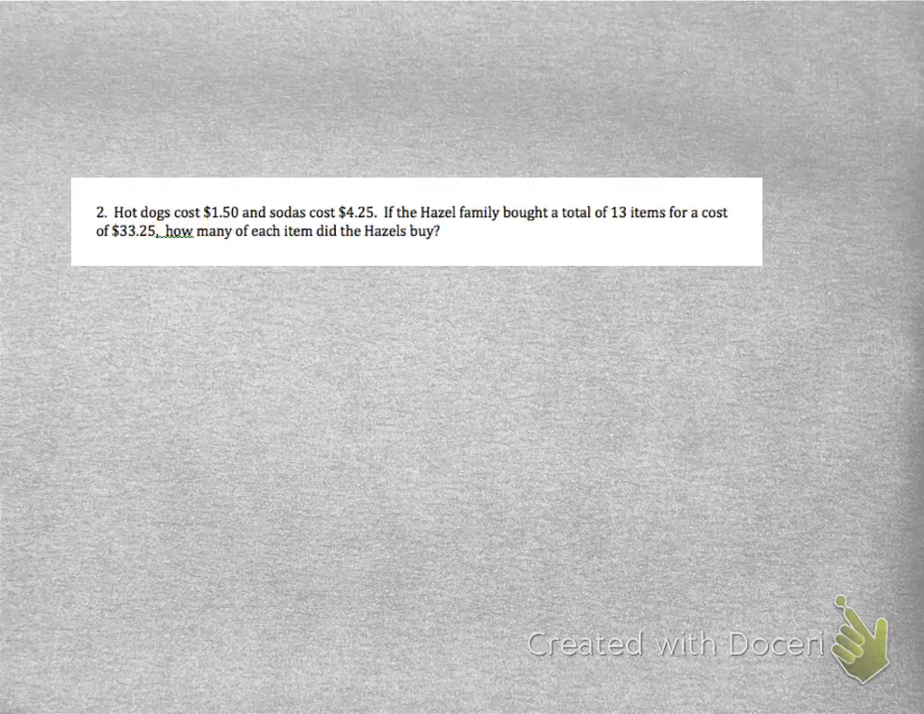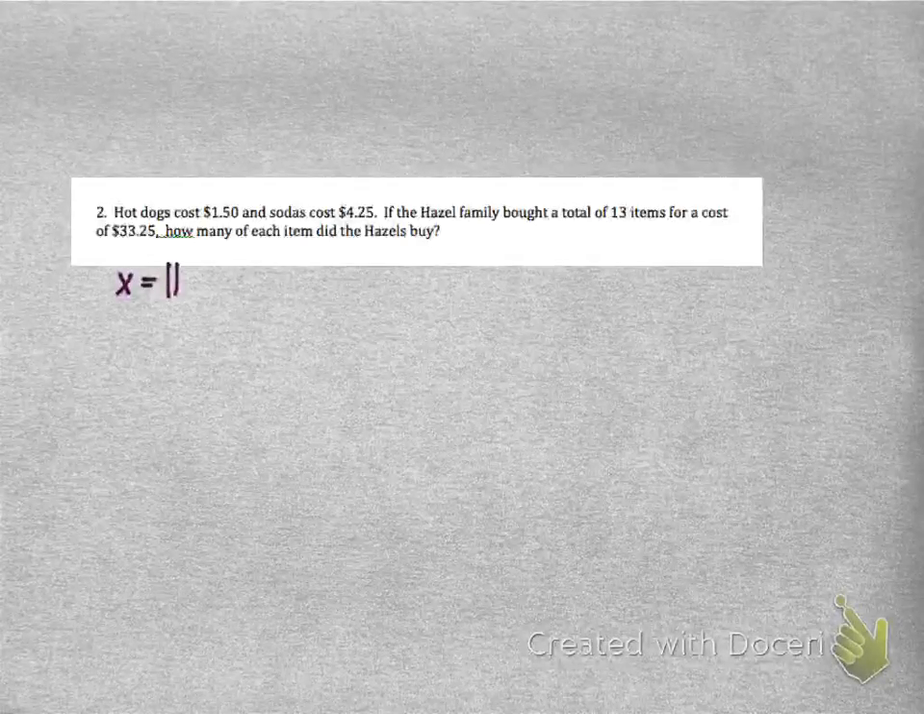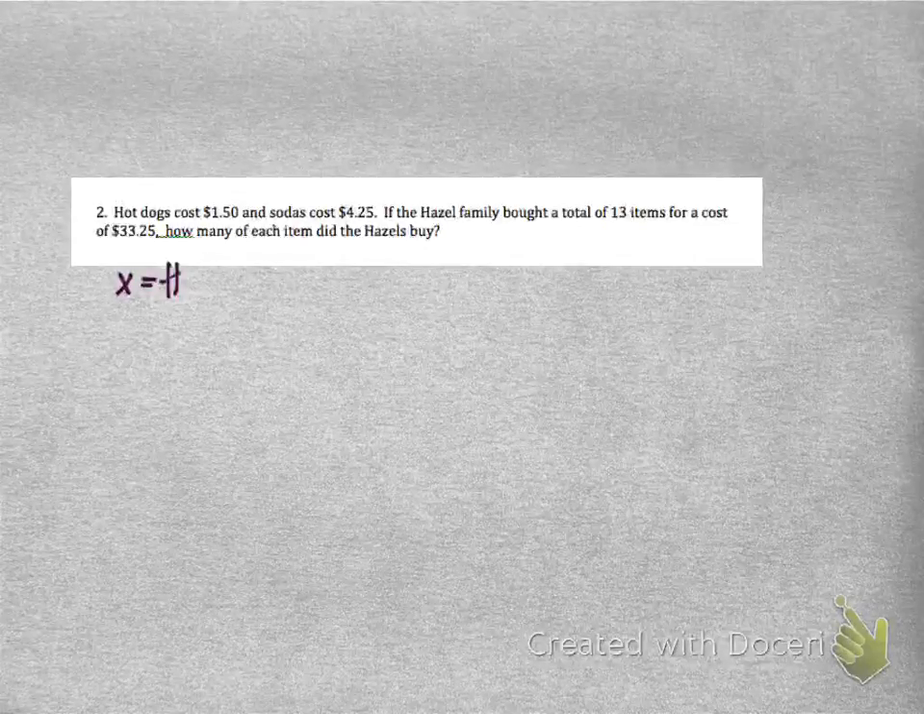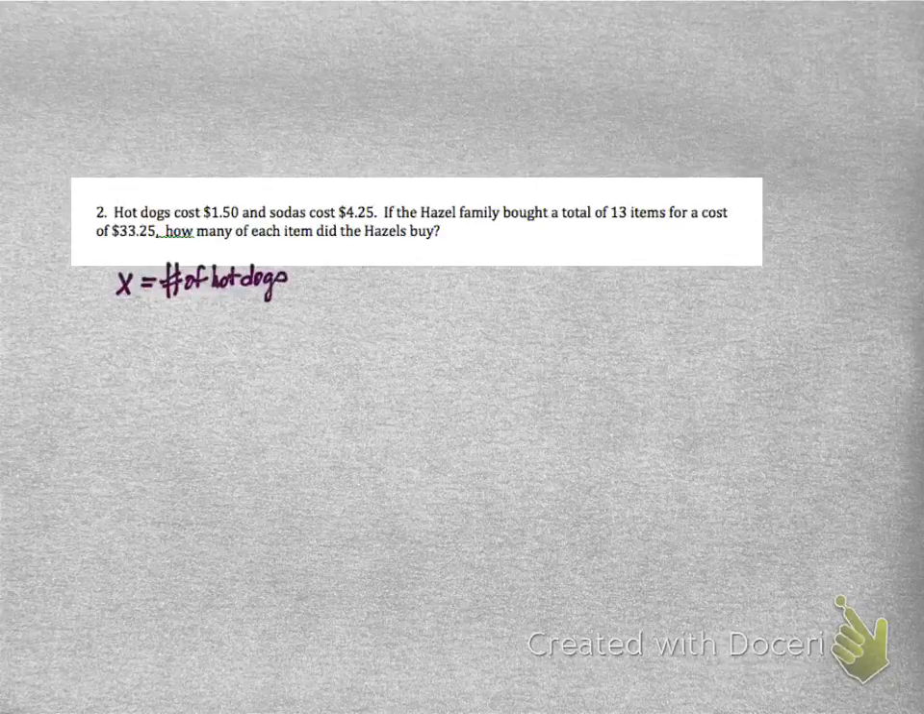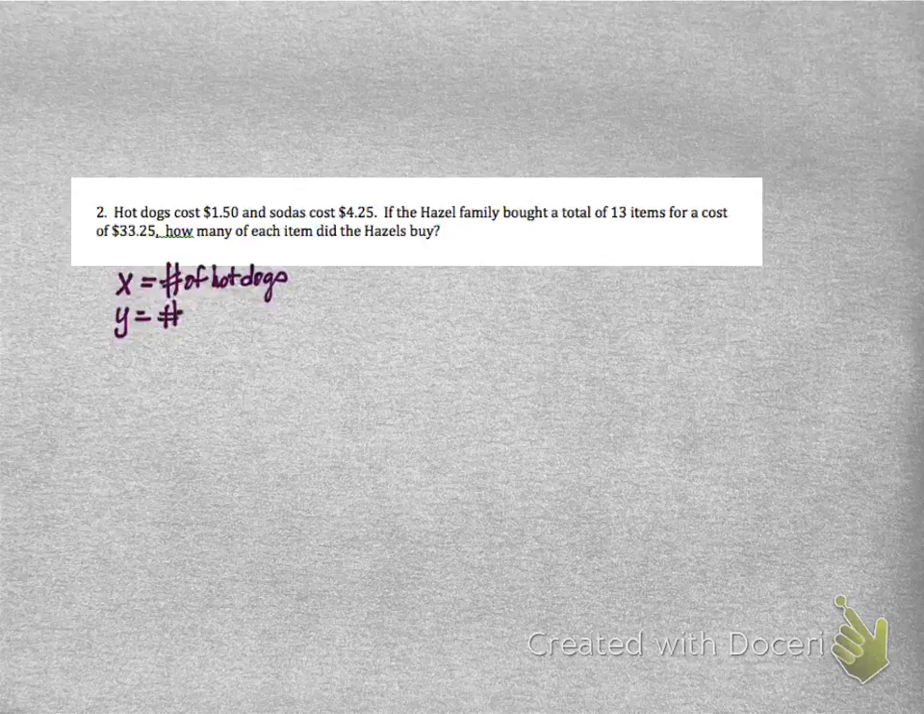So again, for the next word problem, we've got two unknowns here. Hot dogs cost $1.50 and sodas cost $4.25. If the Hazel family bought a total of 13 items for a cost of $33.25, how many of each item did the Hazels buy? And so I'm going to establish my two unknowns. So I'm going to say x is equal to the number of hot dogs, and that makes y my number of sodas.